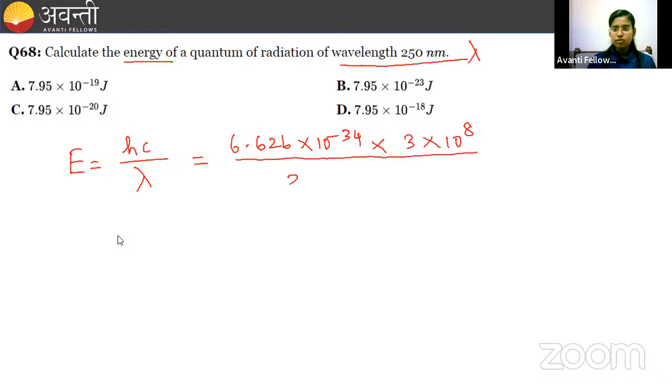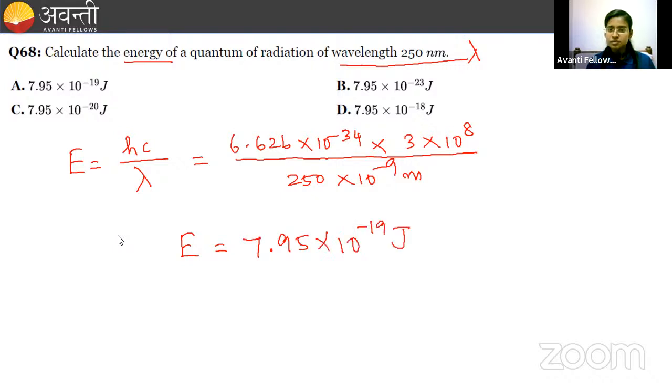This is 250 nanometer. We have to convert this nanometer to meter. So the conversion is 10 to the power minus 9 meter. If I calculate this, I will get the E value as 7.95 into 10 to the power minus 19 joule. Clear? So option A is the correct answer for this question.